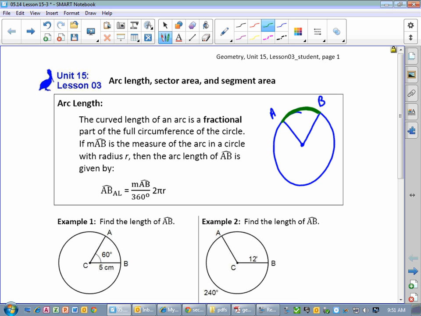Now the idea here is that the arc is part of the whole circumference. Right? It's a fraction of the whole circumference. It's not the whole thing. It's a fraction or a percentage of it. Okay? And so recall, if we have this angle, then we know this arc measure in degrees.